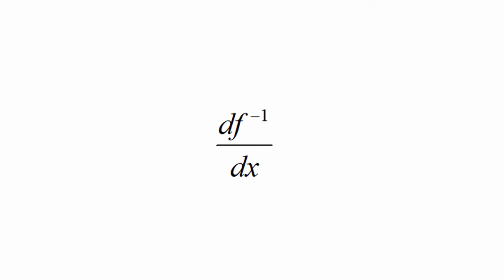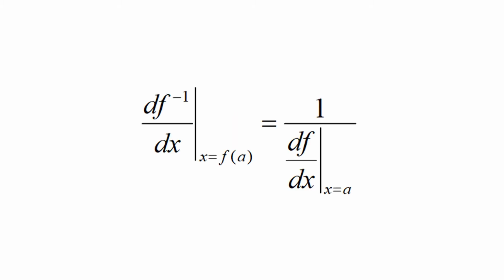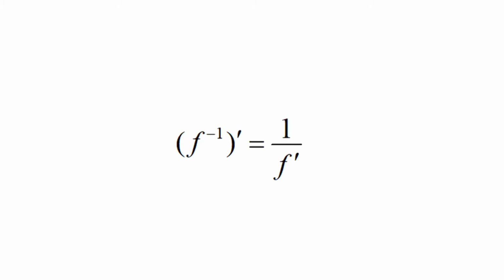The value of d by dx of f inverse at any particular point f a is the reciprocal of the value of df by dx at a. That is, d by dx of f inverse at x equal to f of a is the same as 1 by df by dx at x equal to a. In short, f inverse dash equal to 1 by f dash.